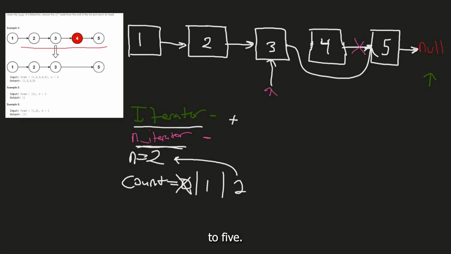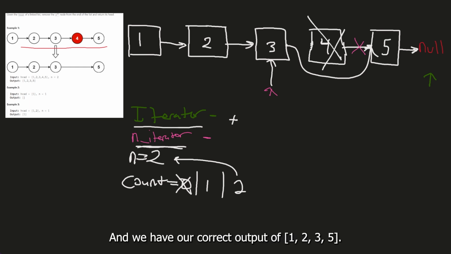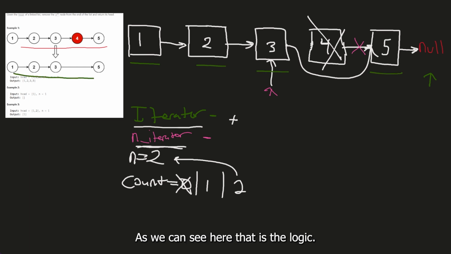So we get rid of this next variable and we reroute it to 5. And now we remove the block and we have our correct output of 1, 2, 3, 5, as we can see here. That is the logic. So how do we code this?